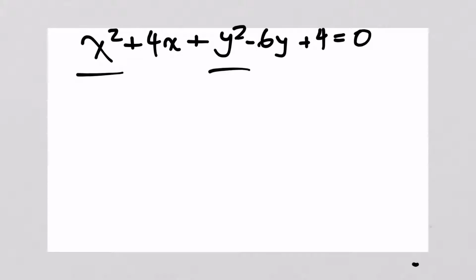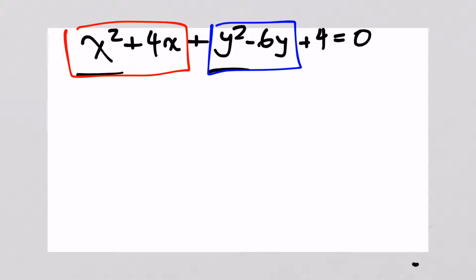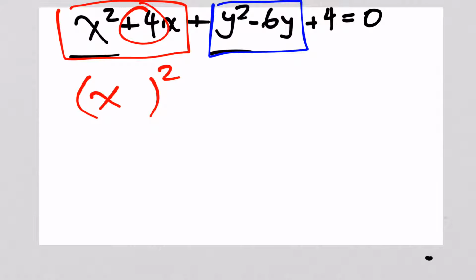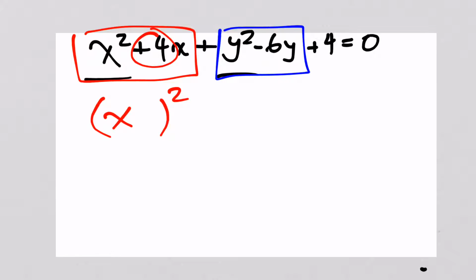So what we need to do is complete the square on x, and we also need to complete the square on y. So let's go ahead and do x first. I want to write x as a completed square, x plus or minus something. And what is that something? Well, that something is always half of the coefficient on that linear term, 4x. So x plus 2 squared.